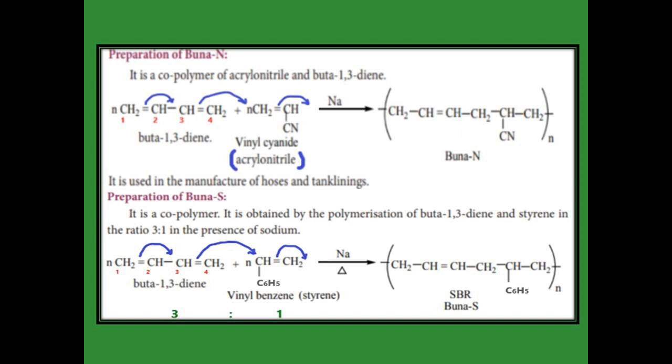Both Buna N and Buna S are copolymers. Why is it a copolymer? Because it has two different monomers, that is buta-1,3-diene along with vinyl cyanide in Buna N. The same way, in Buna S, buta-1,3-diene is combined with vinyl benzene, another name is styrene. The ratio of buta-1,3-diene and vinyl benzene is 3:1 in Buna S.